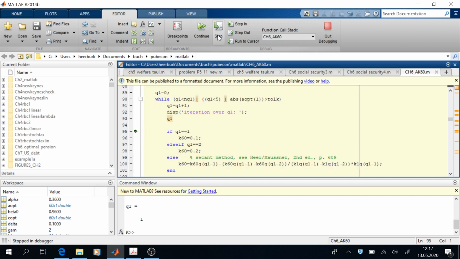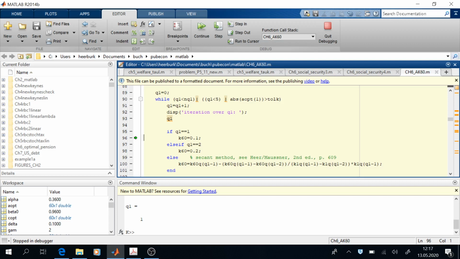So this is the first iteration, Q equal to 1, over A60. And as I've argued before, in the secant method, we need to provide 2 values, and we provide approximately 10% and 20% of the average savings in the economy, which are equal to K bar, our aggregate capital stock. So in this first iteration, we choose 0.1. In the second iteration, we choose 0.2.